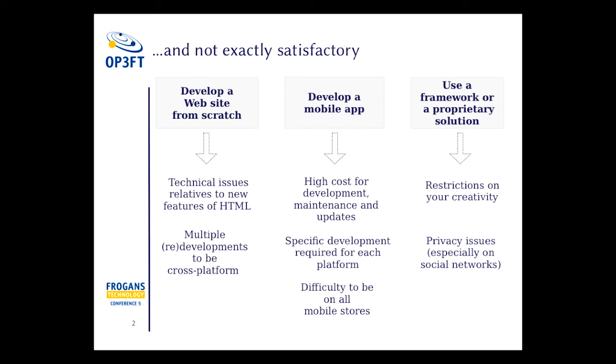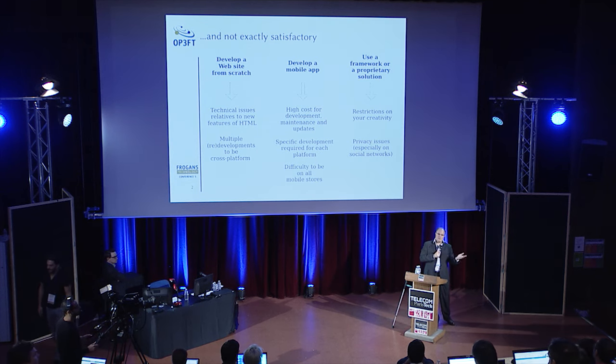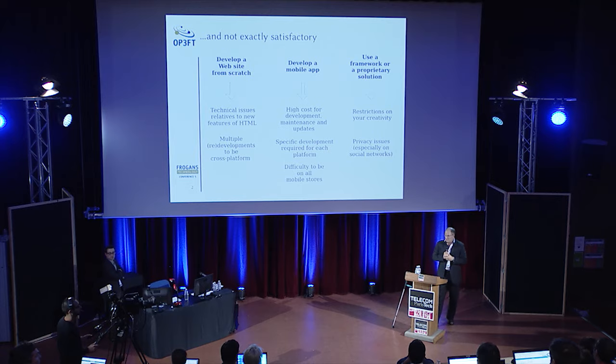The third solution is proprietary technology. For example, publish an app on Facebook. With Facebook, you're likely to reach a very broad audience, but you're not at home. It's a private company. It's a company which will decide whether your content is acceptable, it can survive, or should die.